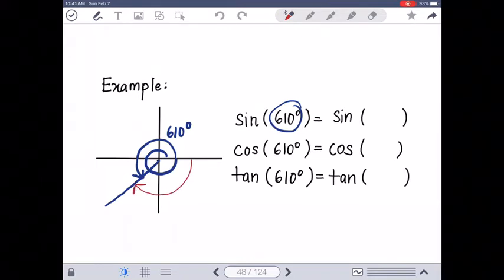The corresponding negative angle. So basically, if you look at 610 degrees, I would say the corresponding negative angle is, if you look from here until here only, it is 250 degrees. So it means that the corresponding negative angle is negative 110 degrees.